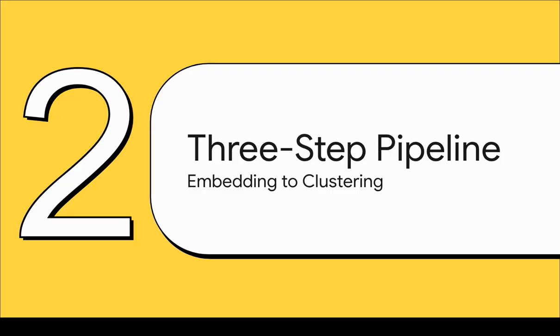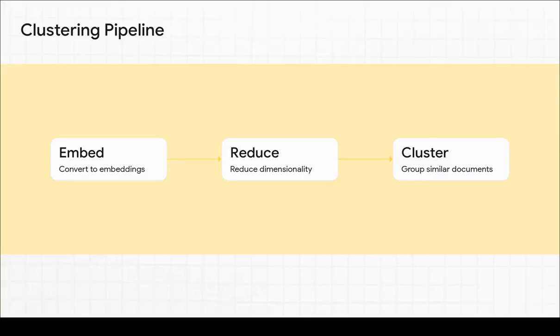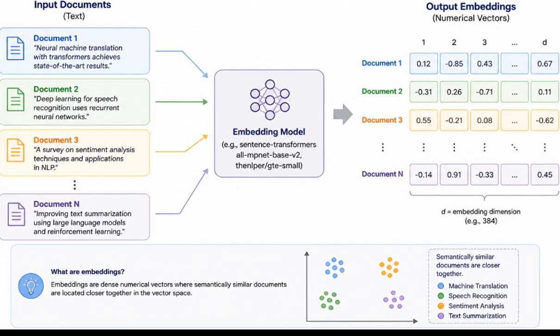Section 2. The 3-step clustering pipeline. So how do we actually pull this off? Well, we are going to follow the journey of a single document as it travels through a standard algorithmic pipeline. Because no matter what advanced tools you're using, a highly effective text clustering pipeline almost always boils down to 3 core steps. Step 1, convert the documents to embeddings. Step 2, reduce their dimensionality. And step 3, cluster those documents. Let's walk through these one by one.